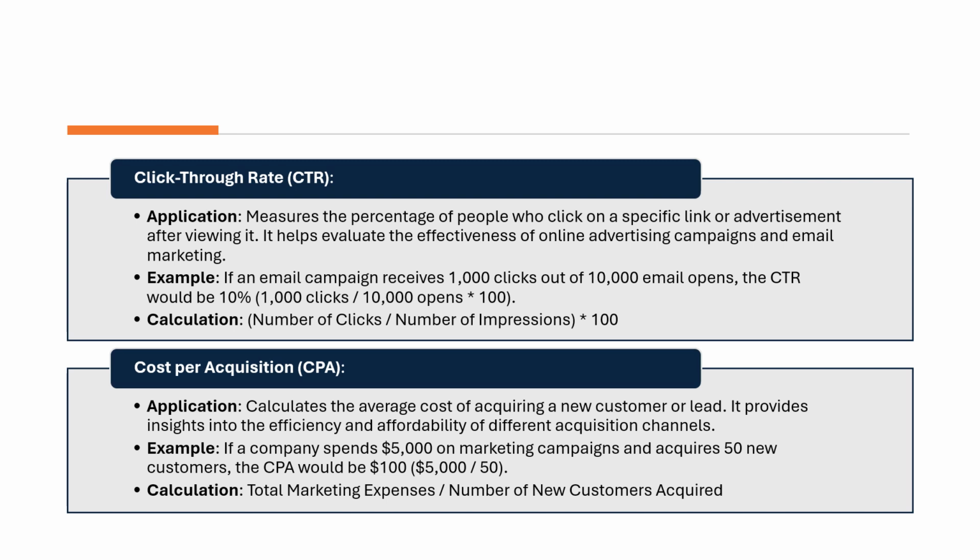And then comes your CPA, that is cost per acquisition. It calculates the average cost of acquiring a new customer or lead, and it provides insight into the efficiency and affordability of different acquisition channels.